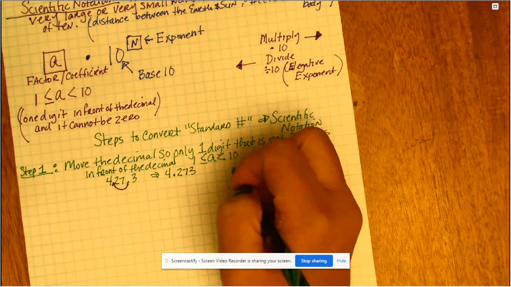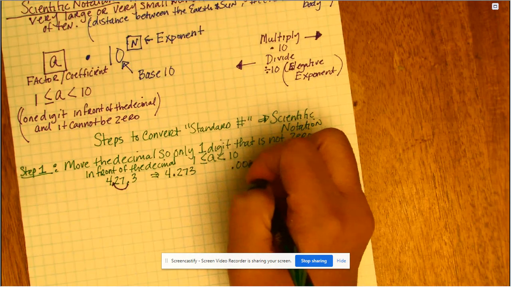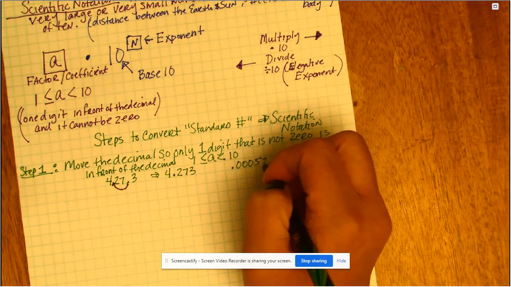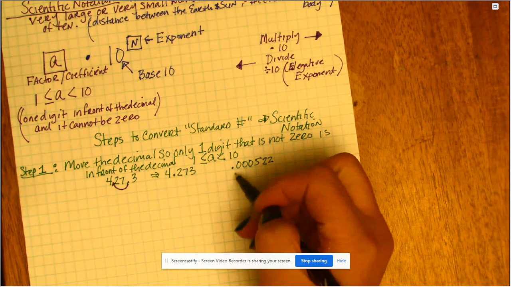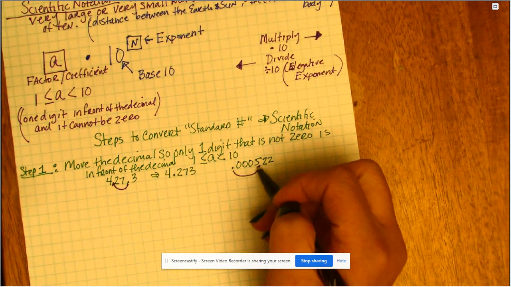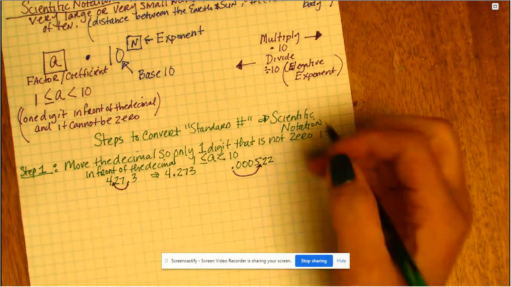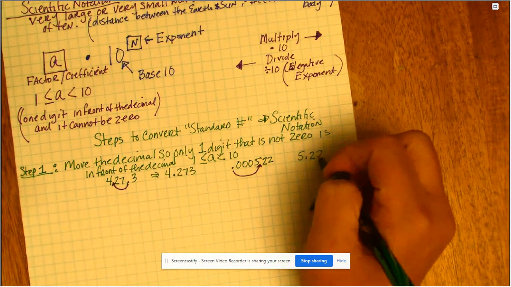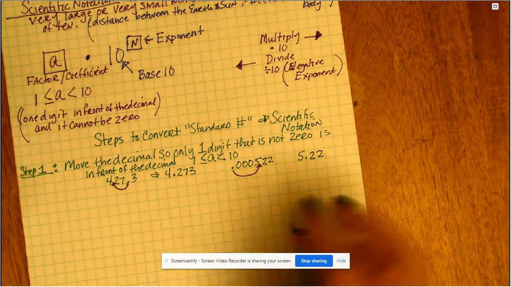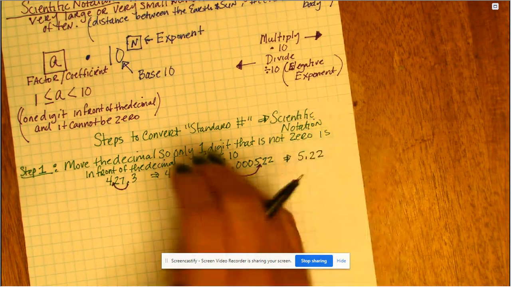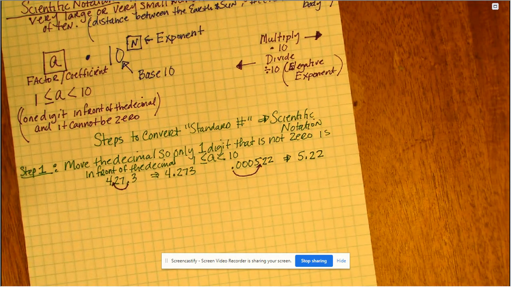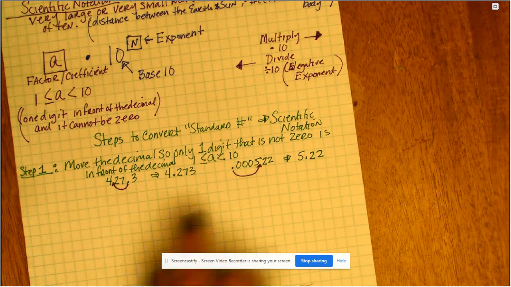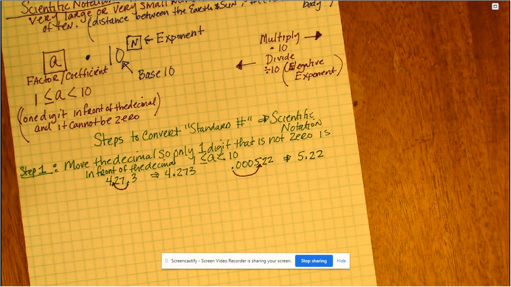If I had 0.000522, I would have to move this decimal all the way in between the 5 and the 2, making it 5.22. Now, of course, right now it looks like I changed the value, but remember, this is only the factor. We've only found A. We're going to account for what we added or took away in the exponent that we're going to use, and that's step 2.